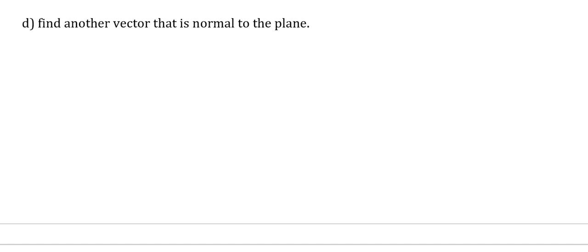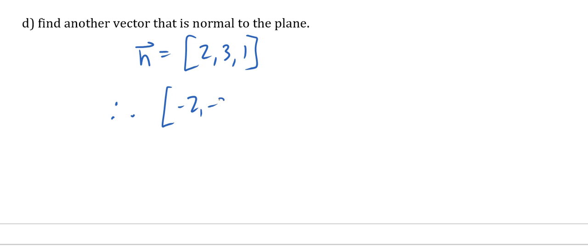What do you think? Sure could. Okay, so remember n is 2, 3, 1. Don't multiply by 0. How about the opposite? That's easy. Or how about multiplying by 2? And so on. Pick your favorite number. Multiply by pi. 2 pi, 3 pi, pi.